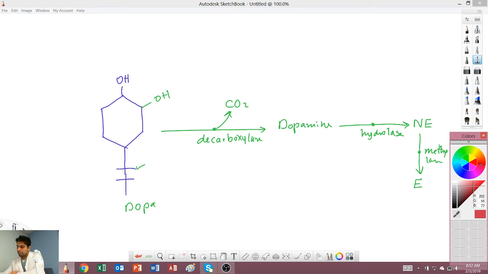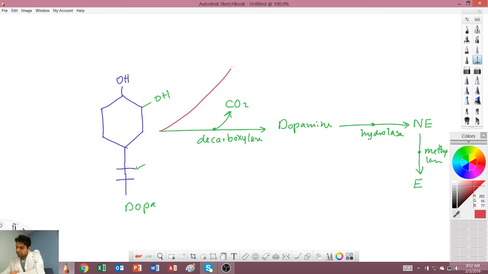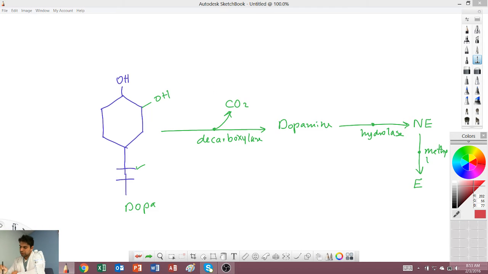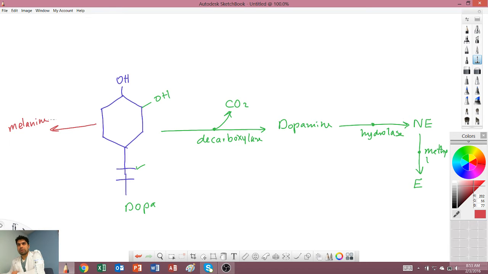But DOPA can also be converted with the help of tyrosinase to melanin. Let's do it this way. It can be converted to melanin, and melanin gives you tanning.